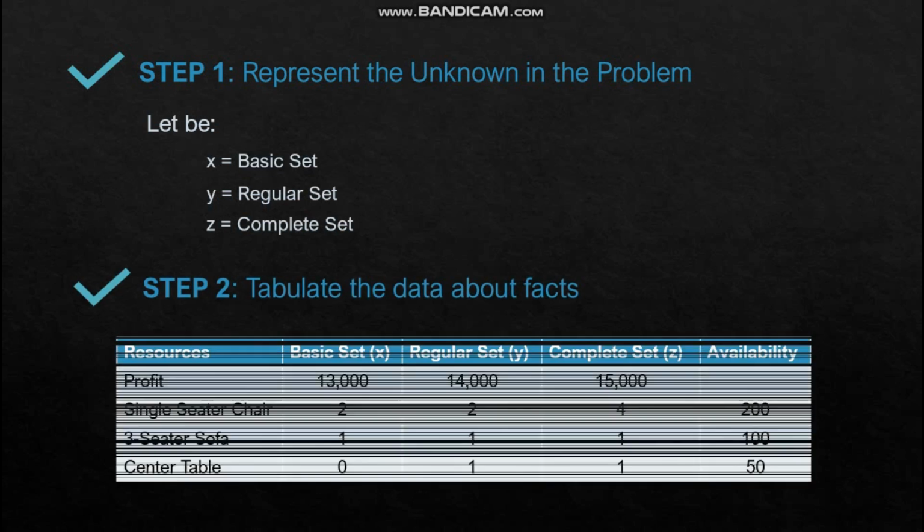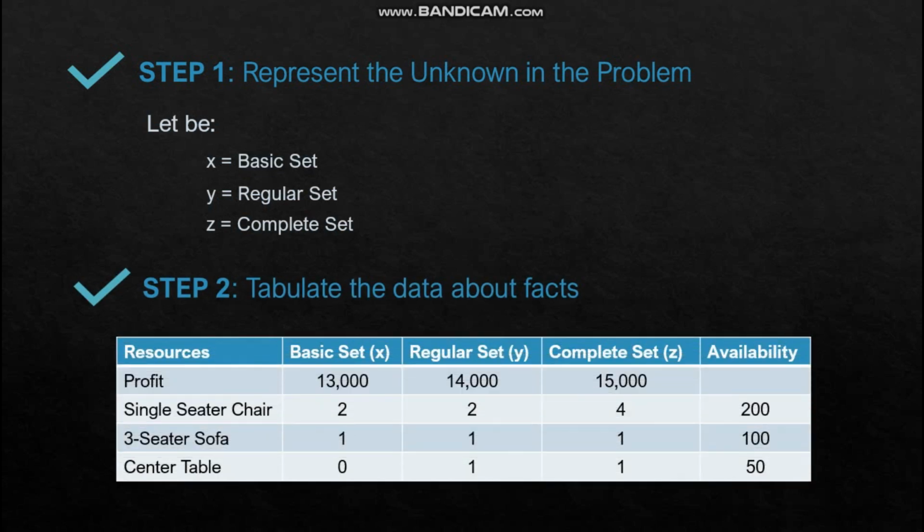Step 2. Tabulate the data about the facts. The first column: profit, single-seater chair, three-seater sofa, and center table. Second column, basic set or x: 13,000 pesos, 2, 1, 0. The third column, regular set or y: 14,000 pesos, 2, 1, and 1. And the next column, complete set or z: 15,000 pesos, 4, 1, and 1.